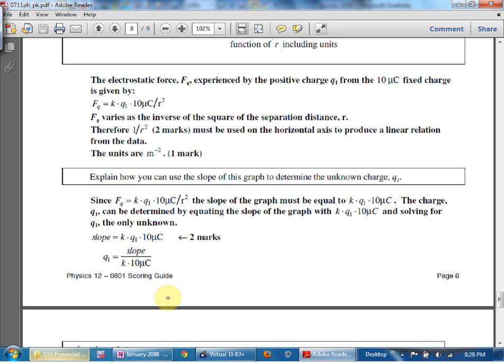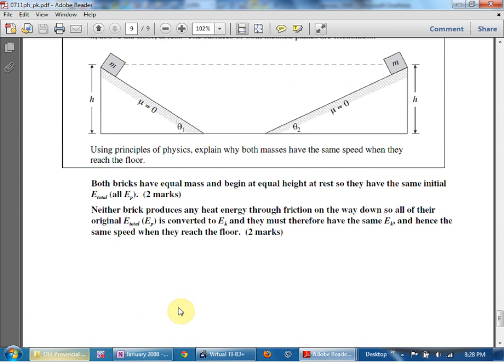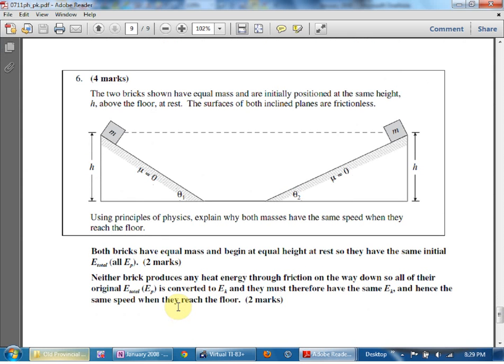Here was the using principles of physics. It said, two bricks above, they have equal mass, and they are initially positioned at the same height, which means they have the same potential energy. At rest, the surfaces of both inclined planes are frictionless. Okay, don't need to worry about friction. Using principles of physics, explain why both masses have the same speed when they reach the floor.